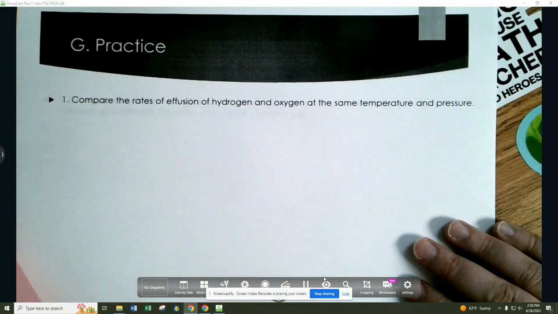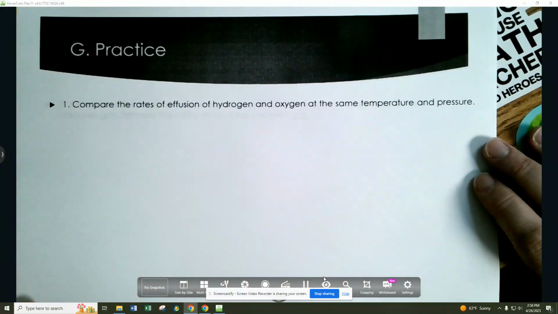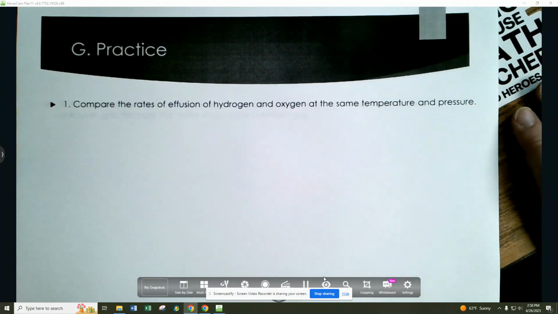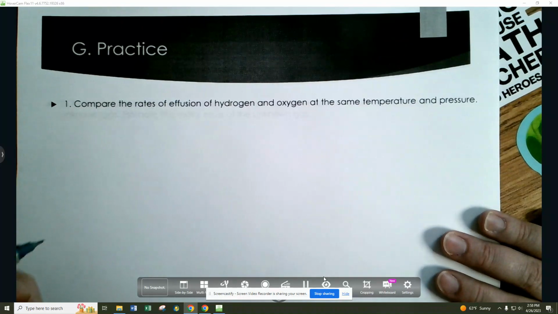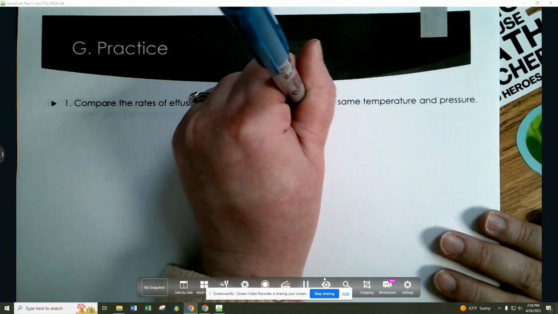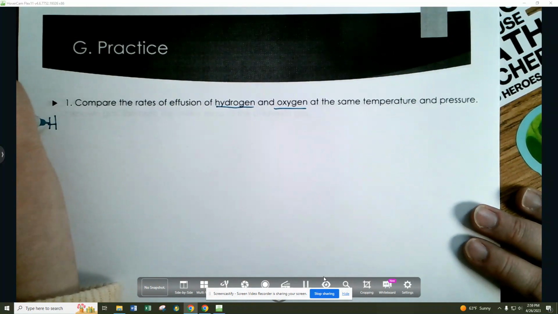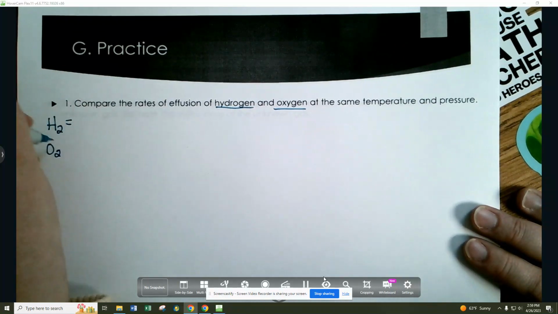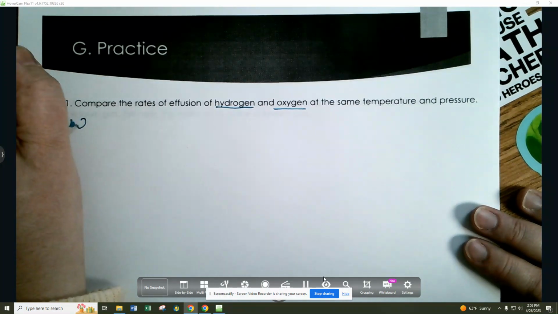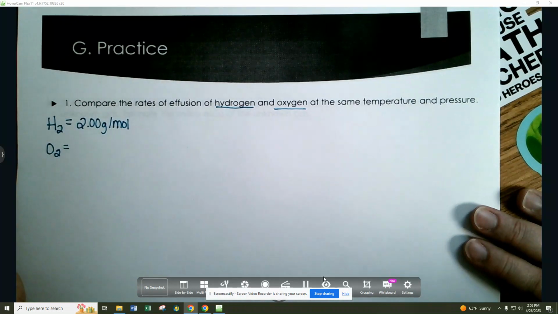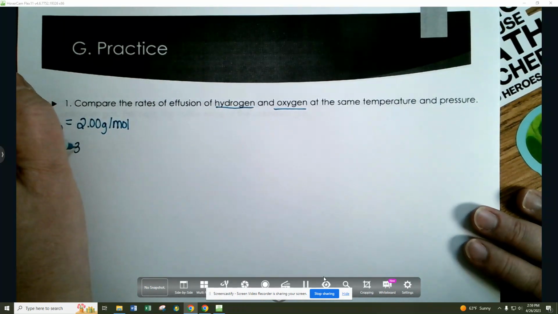It's asking us here to compare the rates of effusion of hydrogen and oxygen at the same temperature and pressure. So you'll notice that there was not even a single number given to you in this problem. What we need to do first is find the molar mass of each of these substances, hydrogen and oxygen. Hydrogen chemically is H2 and oxygen is O2 because they're diatomics. So using our periodic table and the understanding of them being diatomic, hydrogen's molar mass is 2 grams per mole, and oxygen is going to be 32 grams per mole.